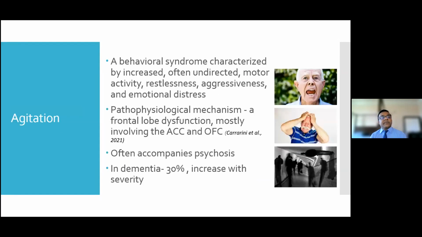For obvious reasons. Agitation is again a behavioral symptom which is associated with increased motor activity, restlessness, aggressiveness, and emotional distress. They all have a frontal lobe dysfunction, usually anterior cingulate cortex or orbitofrontal cortex, and it often accompanies psychosis. So agitation and psychosis coexist in a large number of cases. And in dementia, there's a 30% increase with the risk.